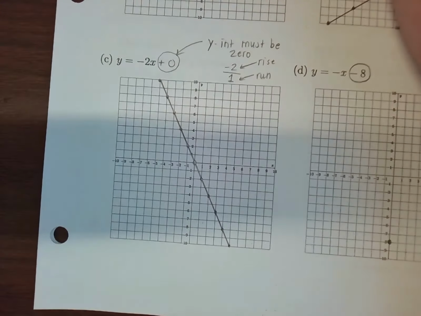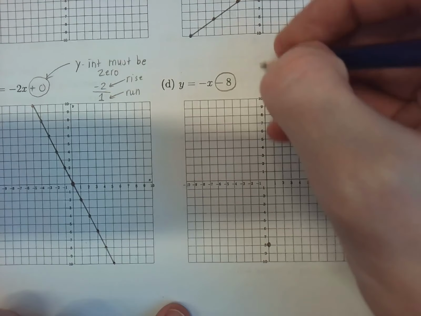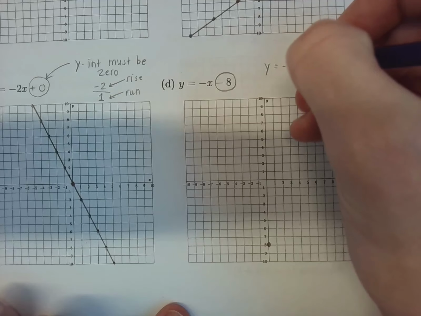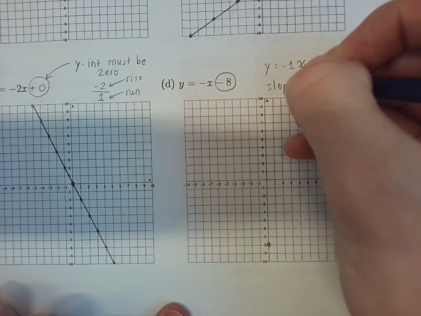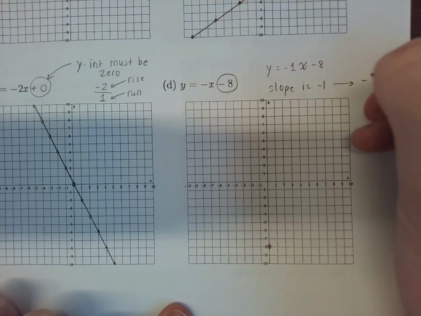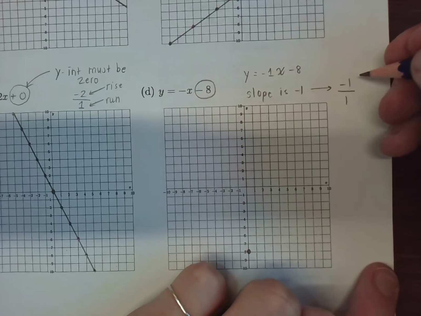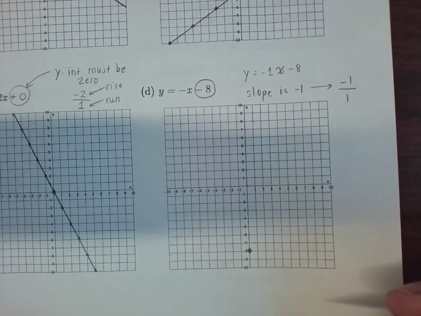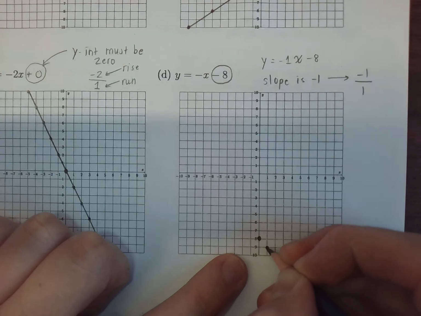Finally, for this slope, it's as if we have -1x minus 8. So the slope is -1, which means we have -1 over 1. We have a rise of -1, so that means we're going to go down in the y direction, in the vertical direction, every time we go across 1.